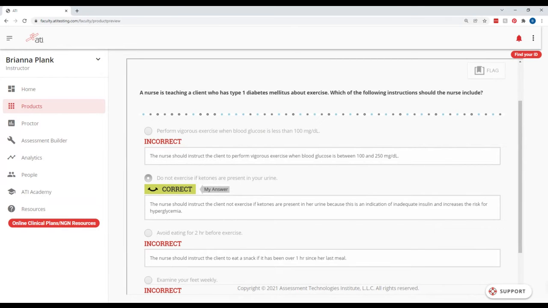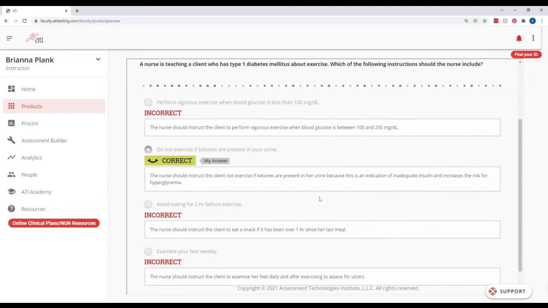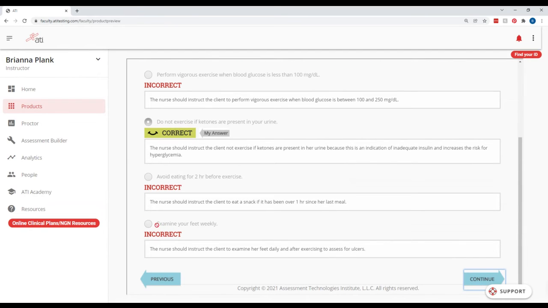Let's see, ketones, just like everybody else, whenever we are exercising, that can increase ketone production. So if there's already ketones present, that's not good, and we are putting them at higher risk for hyperglycemia. Definitely a good idea to eat before exercise, because again, we don't want them going into it hypoglycemic. And then we know we don't examine our feet weekly. We examine our feet every day, so we can rule this out right away.